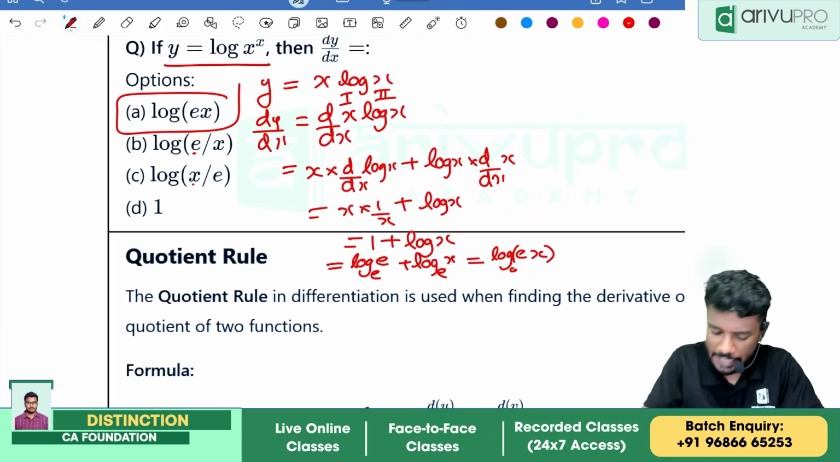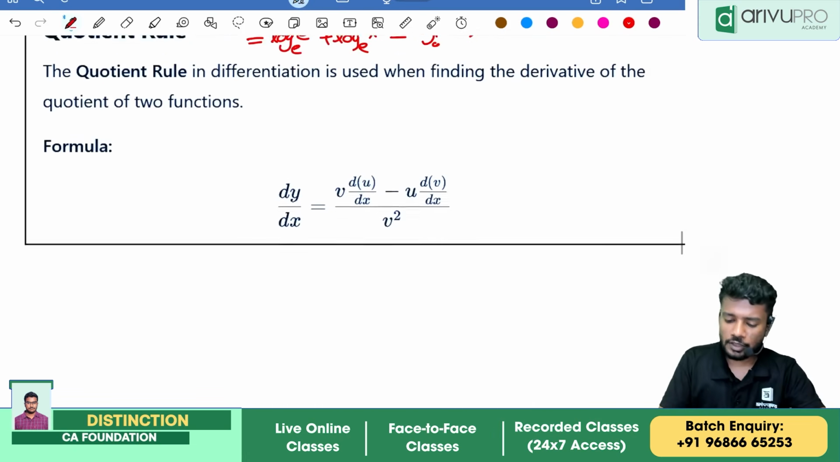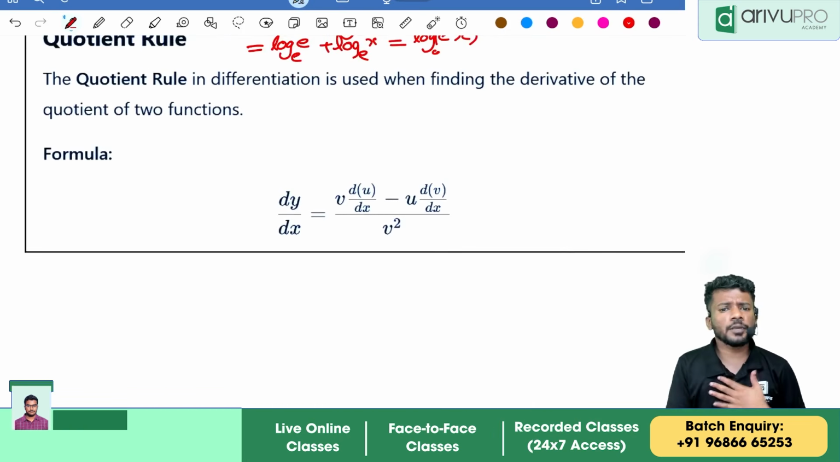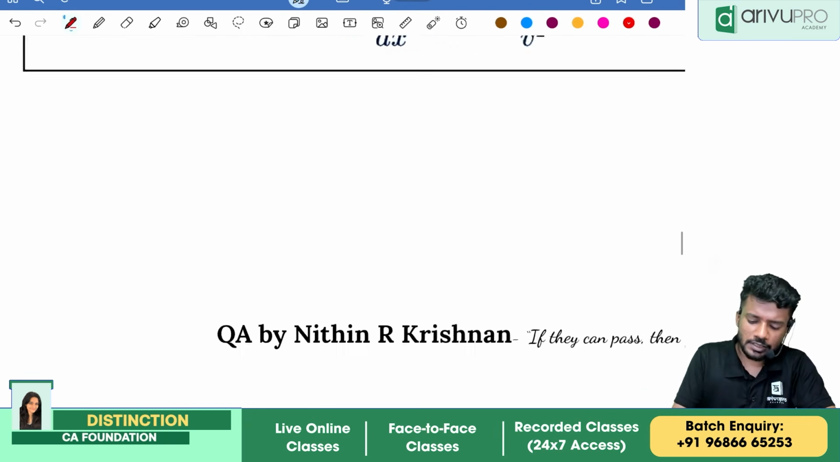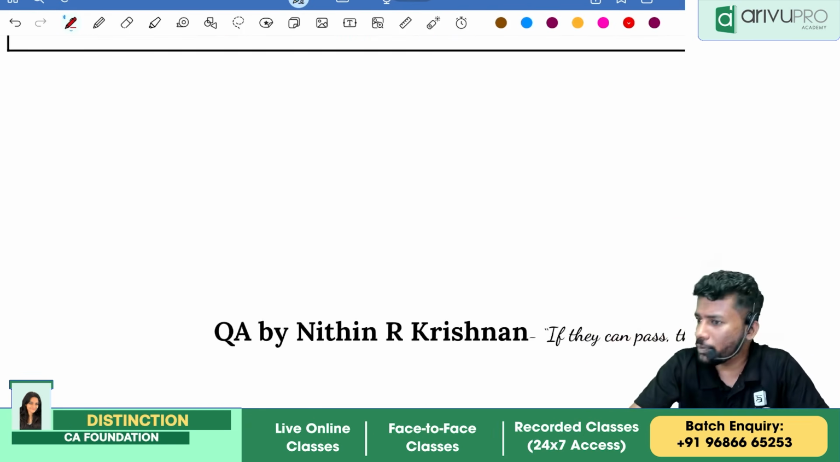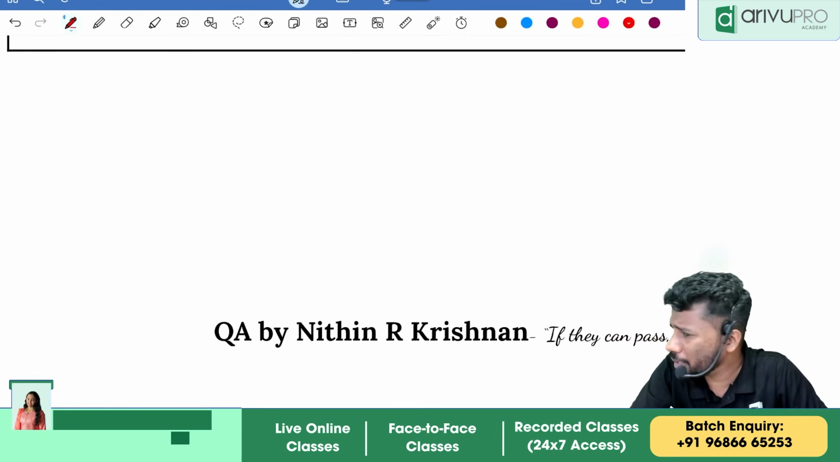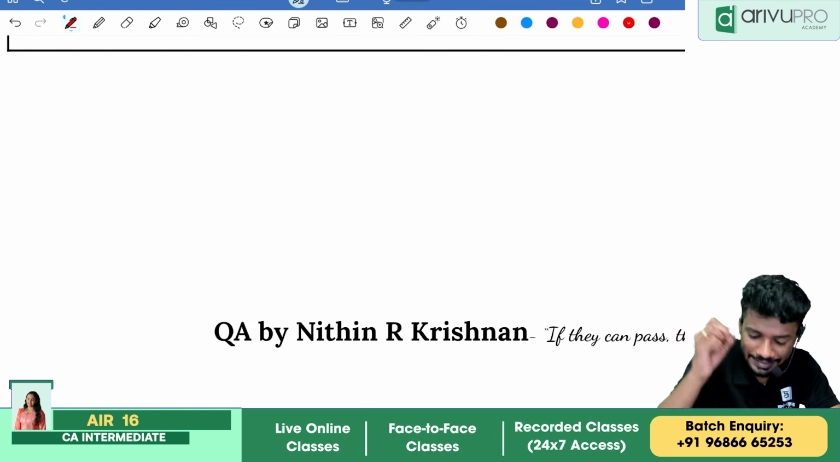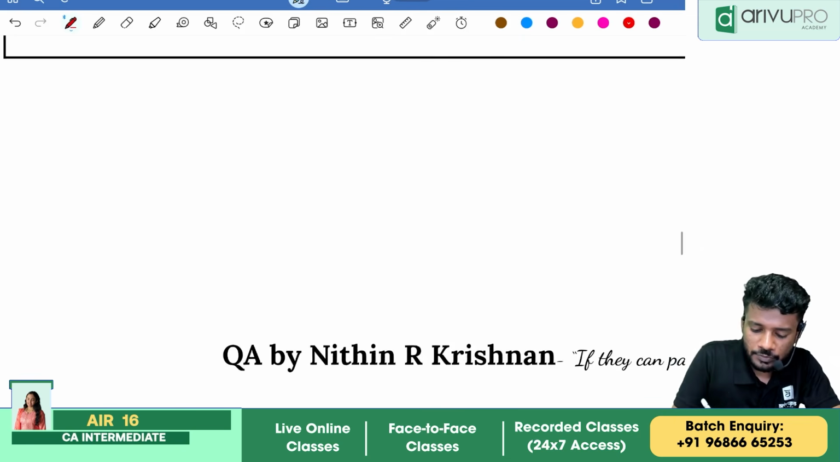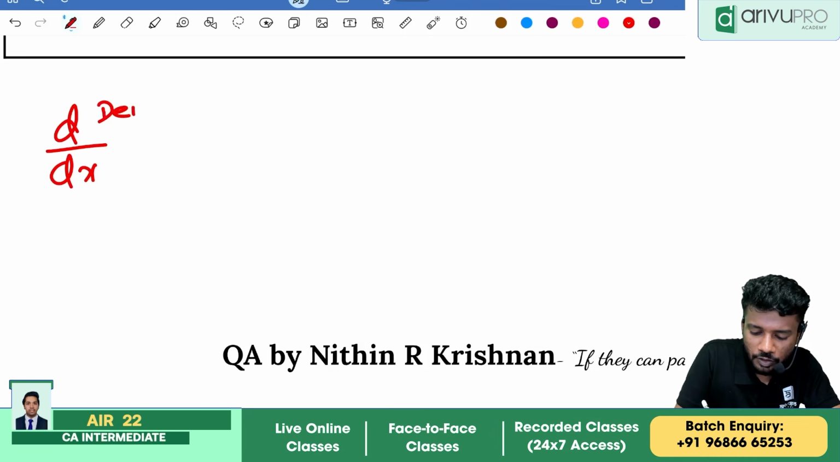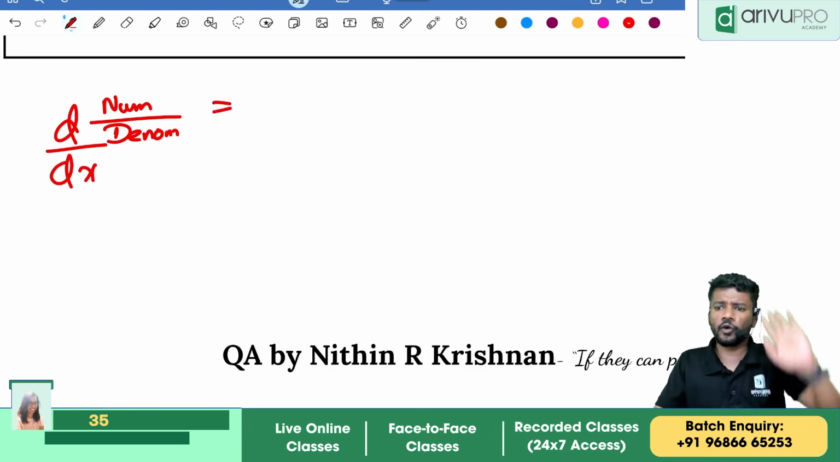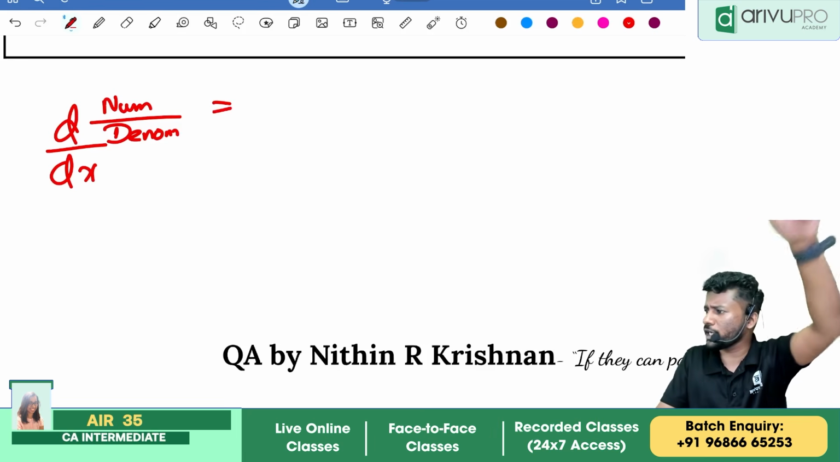Everyone? Yes. Next one, quotient rule. Quotient rule, that means now we learned the product rule, that is when two functions are getting multiplied. Now in certain cases, they will be up and down. What do you mean by that? One is in numerator, one is in denominator. In that case, how to do? For example, write down whatever I am writing. d by dx of numerator divided by denominator type of function. For example, x by log x. That is the function, one in numerator, one in denominator.